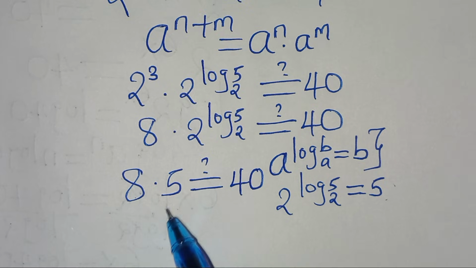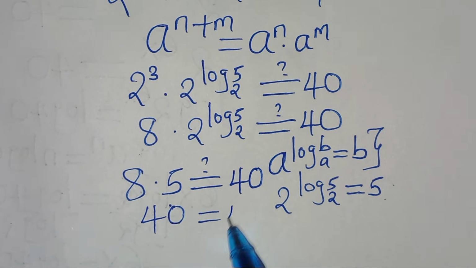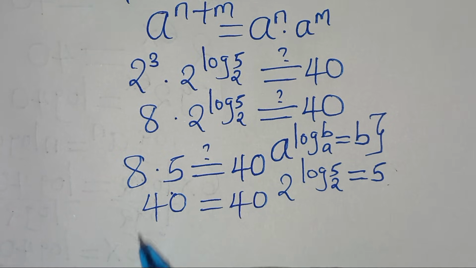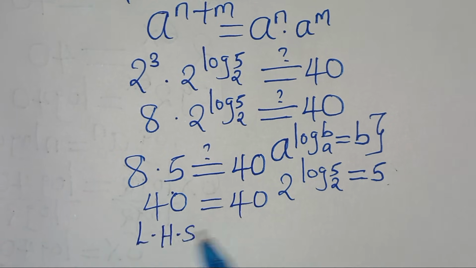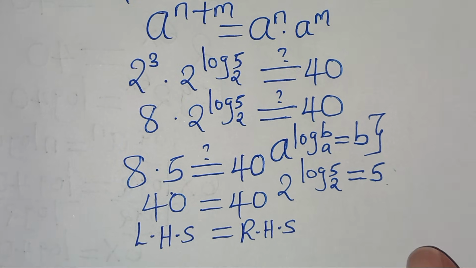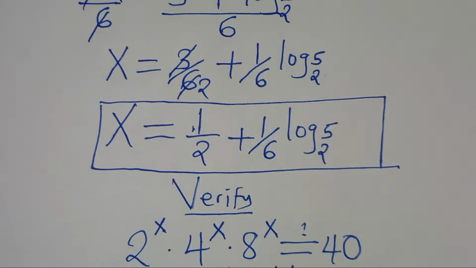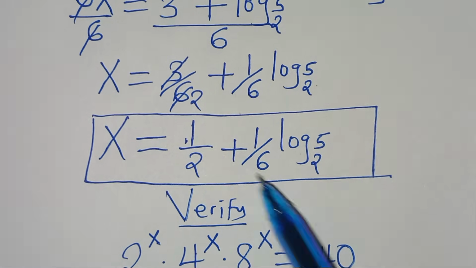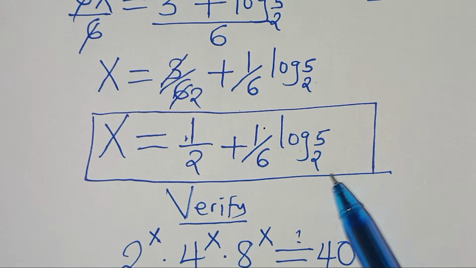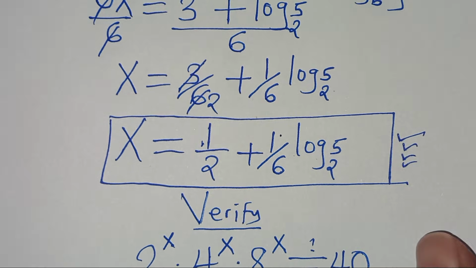So 8 times 5, this is equal to 40, which is equal to 40. So this means that the left hand side is equal to the right hand side. And this proves that the value of x here, which is equal to a half plus 1 over 6 log 5 to base 2, actually satisfies the equation.